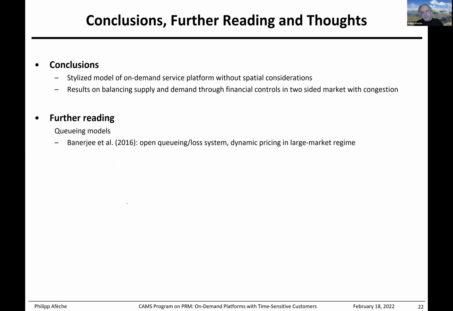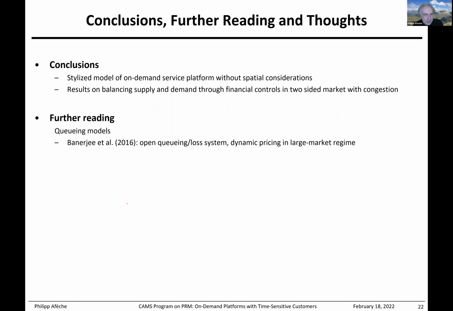Otherwise, they're out of it, right? So there's a loss system on the customer side. The model lends itself to some large market asymptotics where you scale up the supply rate and the demand rate, the potential rates proportionally, right? And you can simplify the analysis and so on. They look at dynamic, state-dependent pricing as opposed to static pricing.